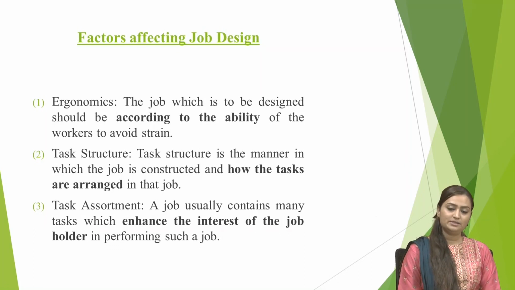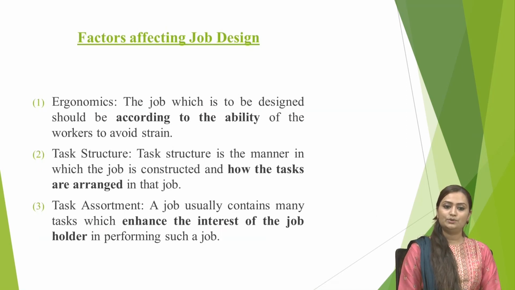Now there are certain factors which will affect the job design process in the company. First is ability or ergonomics. Ergonomics is a concept related to the workplace behavior of an employee, and the ability that they have to do the given work. Second, task structure. If the structure of the task is not properly arranged, maintained, and regulated, then a number of problems could be faced by the employees who are selected to do the given work.